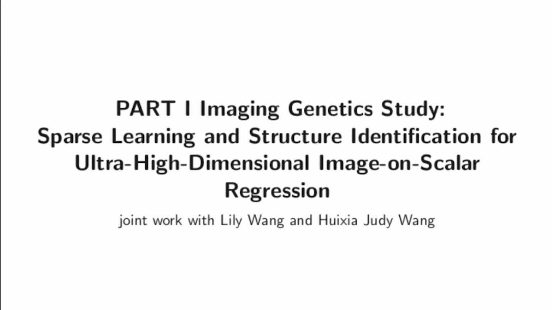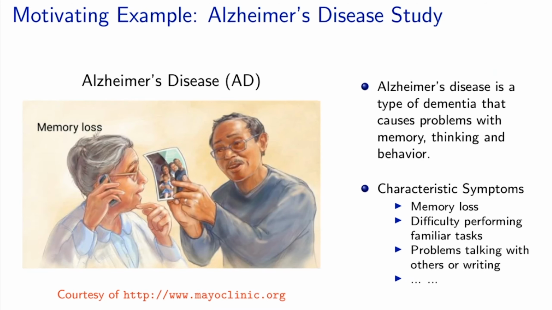And we'll move to the first part. It's the imaging genetic study. The title for this work is Sparse Learning and Structural Identification for the Ultra-High Dimensional Image-on-Scalar Regression. It is a joint work with Dr. Lily Wang, my PhD advisor, and Dr. Huixia Judy Wang at George Washington University. This work is motivated by the study on Alzheimer disease.